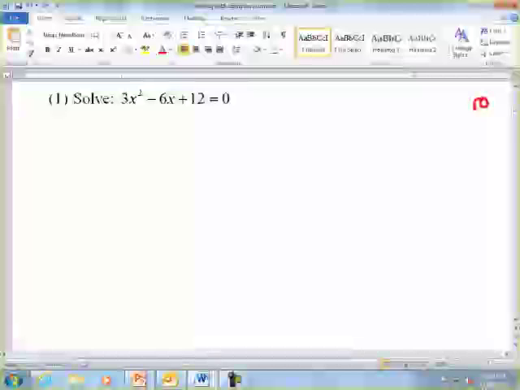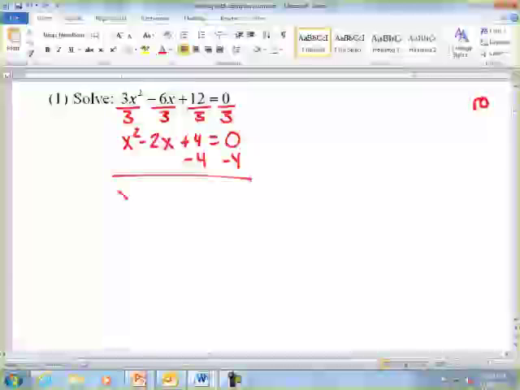When we complete the square, we cannot have a coefficient in front of the x squared term. That is not possible to do. So we need to get rid of that 3. What do we do to get rid of it? Divide everything by 3. So we get x squared minus 2x plus 4 equals 0. What do I do next to complete the square? Subtract 4 from both sides, so we get our variables on one side and our constant on the other.